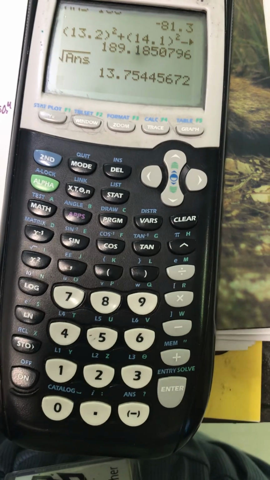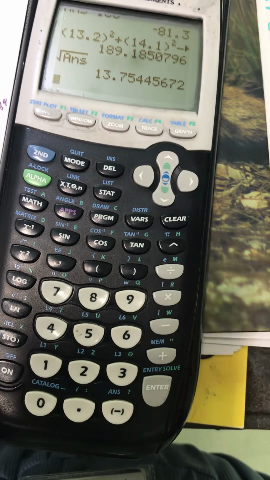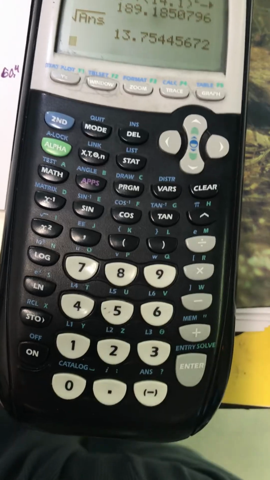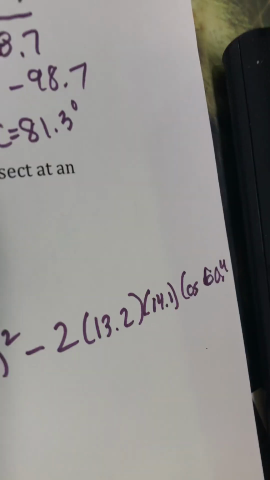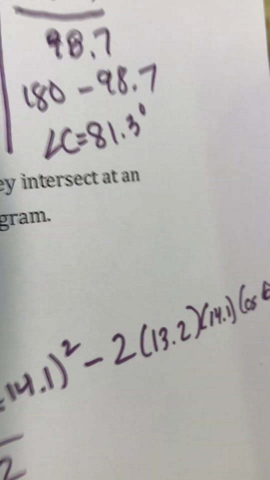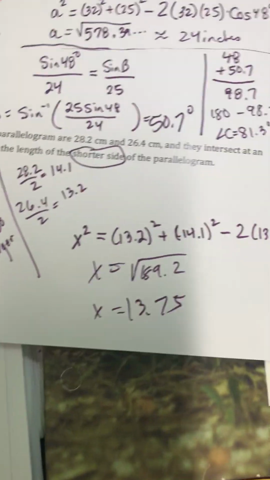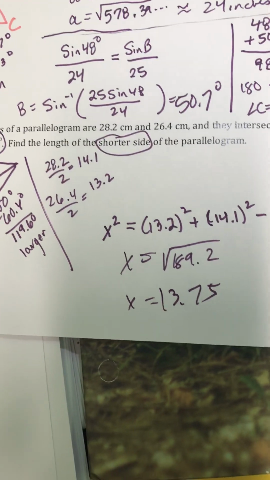And without rounding yet, I now will round to about 13.75. So the length of the shortest side of the parallelogram would be 13.75 centimeters.